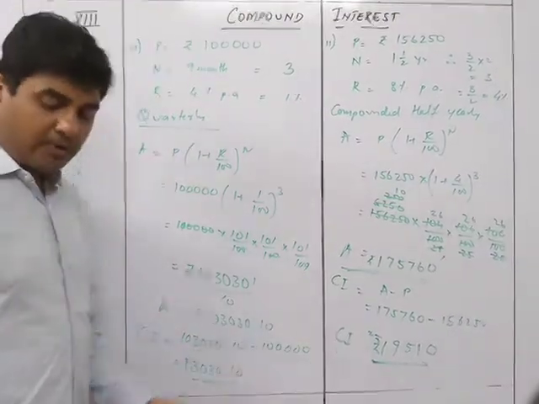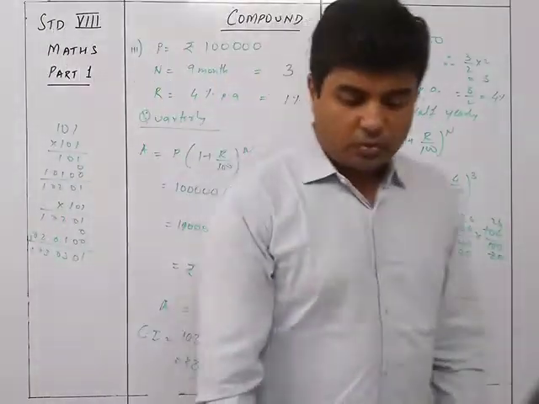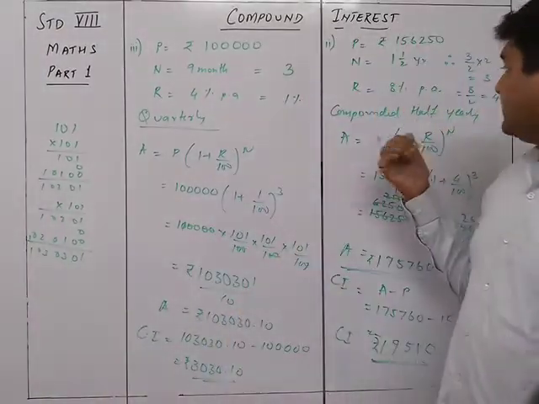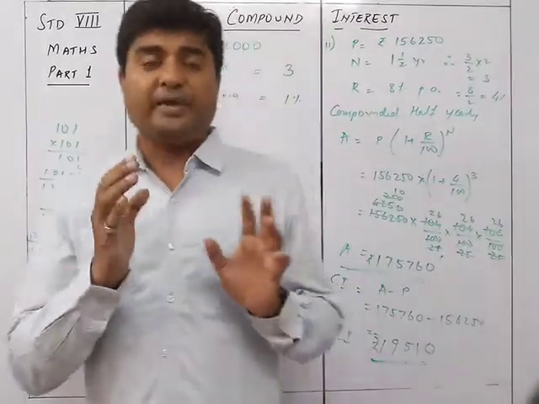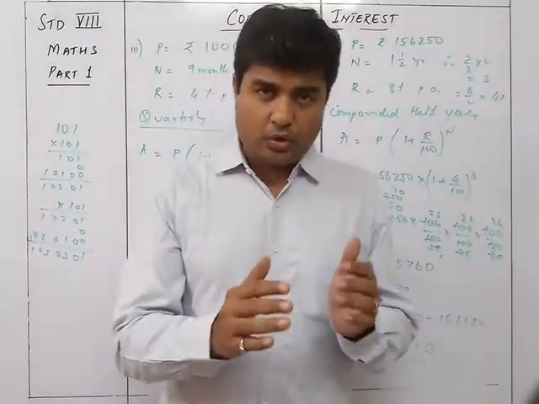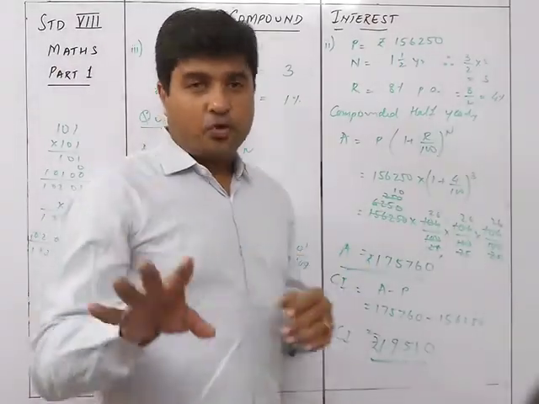So that's the compound interest. Mainly what we need to see over here in both the cases was that in this case it was half yearly, so we divided the rate of interest by 2, and because it was quarterly we divided the rate of interest by 4.